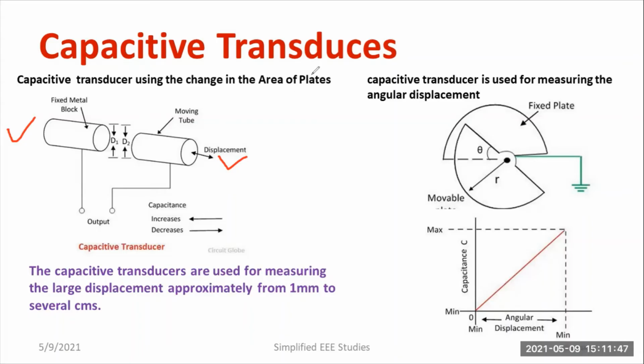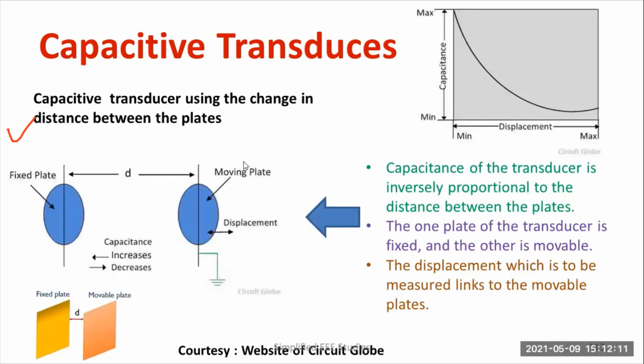As the displacement movement increases, the distance will be reduced. The gap between the two plates is reduced. As the gap reduces, what is going to happen? The capacitance is increased. So this is the way you can measure linear displacement. I will show you the graph. If you look at the graph, you will understand.